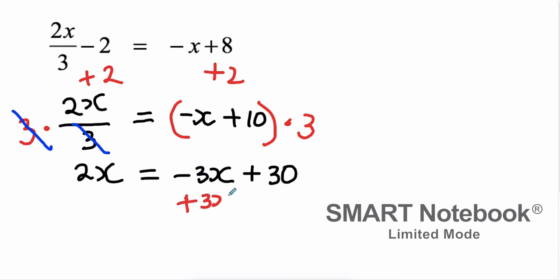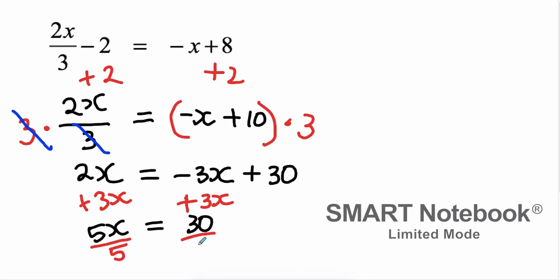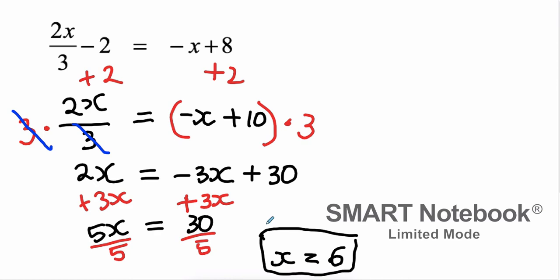So I need to add 3x to both sides. And by adding 3x to both sides, I will have 5x on the left-hand side and 30 on the right-hand side. Now the last step will be to divide by 5 on both sides, and the final answer in this case is x equals 6. So here x equals 6 is the final result.